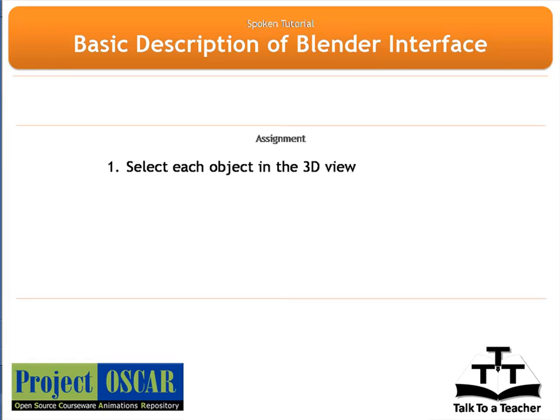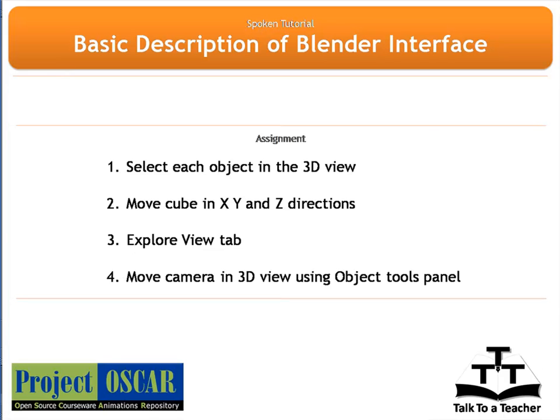Now, try to select each object in the 3D view. Using the 3D transform manipulator, move the cube in X, Y and Z directions. Explore the View tab and, using Translate in the Object Tools panel, move the camera in the 3D view.